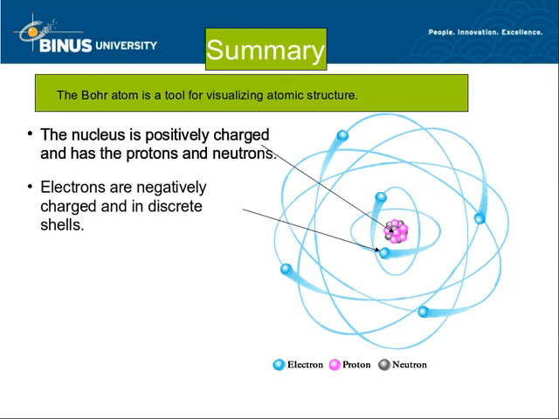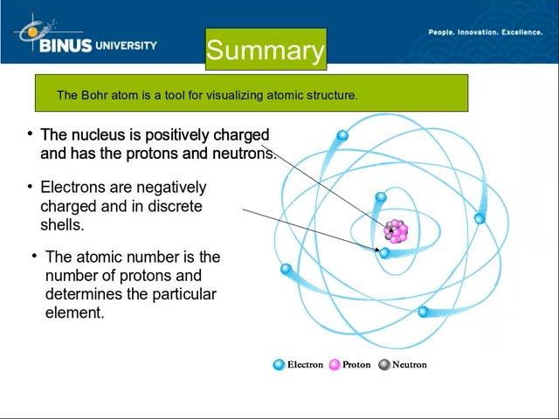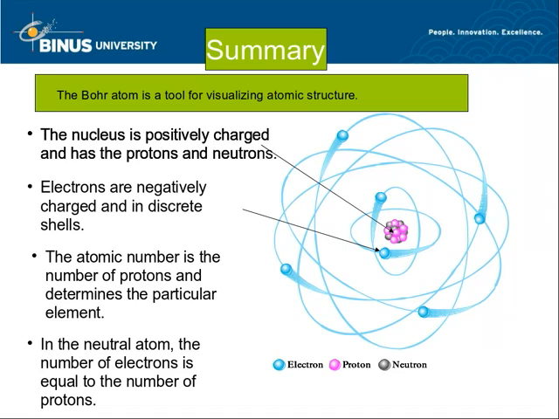The atomic number is the number of protons, and it determines the particular element. Element in this case is the type of substance that is formed, such as aluminum, copper, and so on. In the neutral atom, the number of electrons is equal to the number of protons. What is a neutral atom? It is an atom that is not positively or negatively charged.